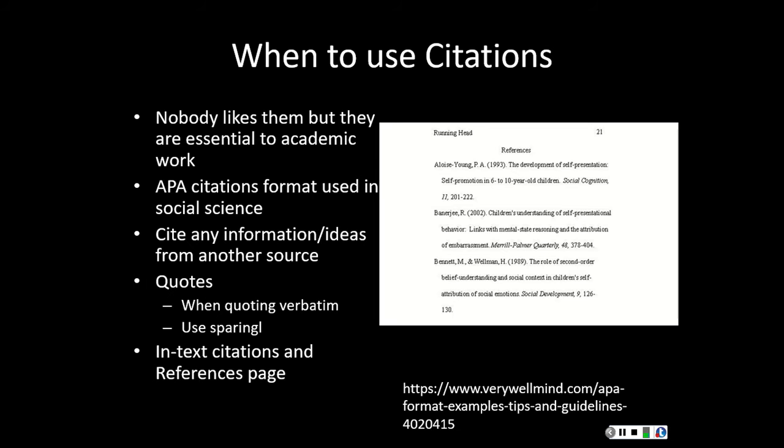Now, when do you cite? You cite whenever you use any information or ideas that are not yours. Now, in these research assignments, for example, you're going to be getting information from an outside source. That will require a citation. However, when you process that information and give your opinion on that material, that will not require a citation.